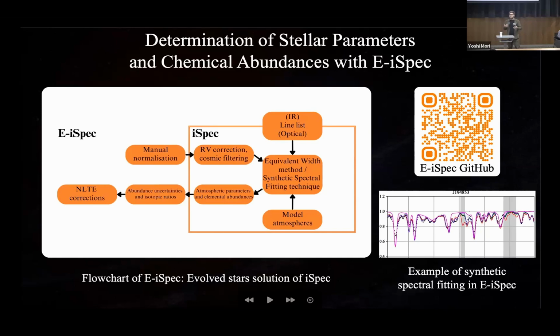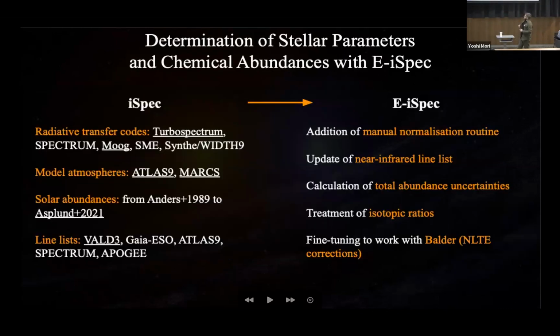There is a very well-known code called iSpec. I created a modified version of this code, which is streamlined for evolved stars. The major advantage of vanilla iSpec is that it allows you to seamlessly switch between different radiative transfer codes, which are usually used by different research groups, so that you can more easily compare the bulk results for our population of targets. Also, vanilla iSpec has a large selection of model atmospheres, solar abundances, and line lists.